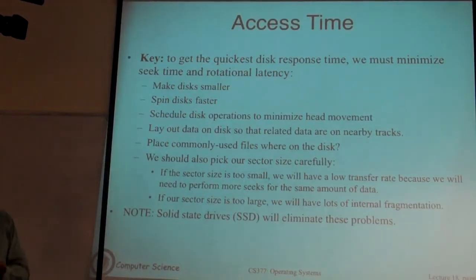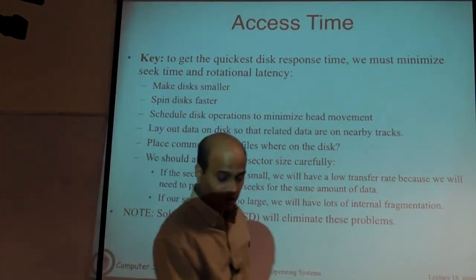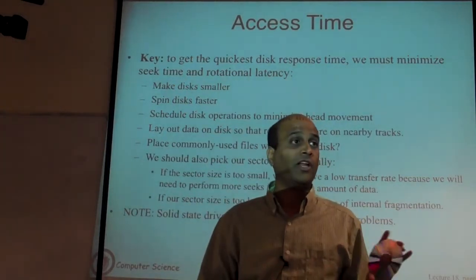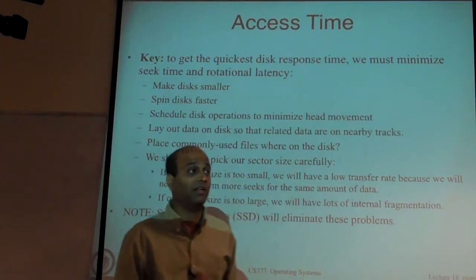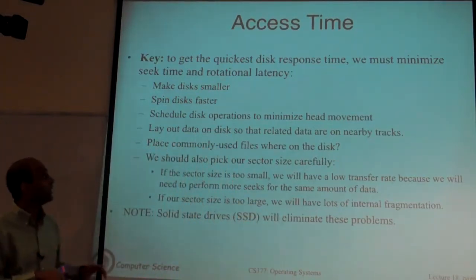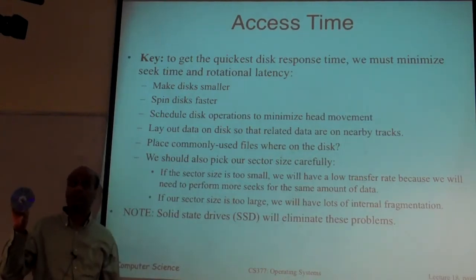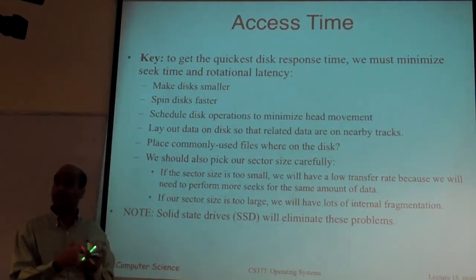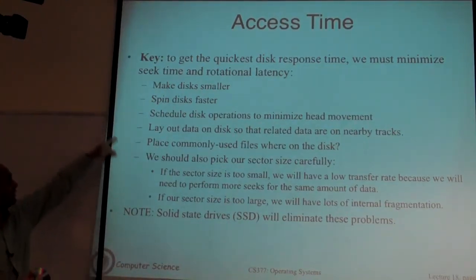What can you do to make it faster? You can make the disk smaller. As I said, if you make this platter smaller and the recording more dense, then there is less seek, because there's less distance to traverse to get to the right track. You can make them spin faster, and that means there's less rotational latency. If you double the speed, you will basically halve the rotational latency.